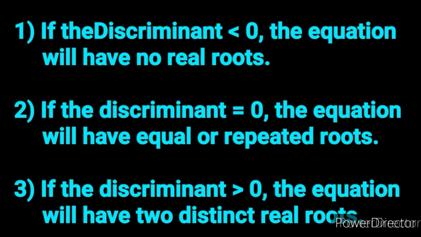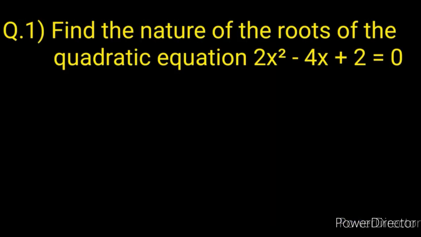Second is, if the discriminant is equal to 0, the equation will have equal or repeated roots. Both the roots will be same. x is equal to 2 and x is equal to 2. And third is, if the discriminant is greater than 0, the equation will have two distinct or different real roots. Like x is equal to -2 and x is equal to -5.